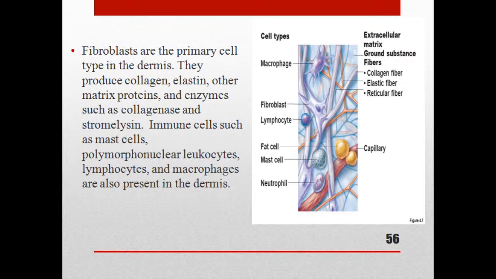Fibroblasts are the primary cell type in the dermis. They produce collagen, elastin, other matrix proteins, and enzymes such as collagenase and stromelysin. Immune cells such as mast cells, polymorphonuclear leukocytes, lymphocytes, and macrophages are also present in the dermis.